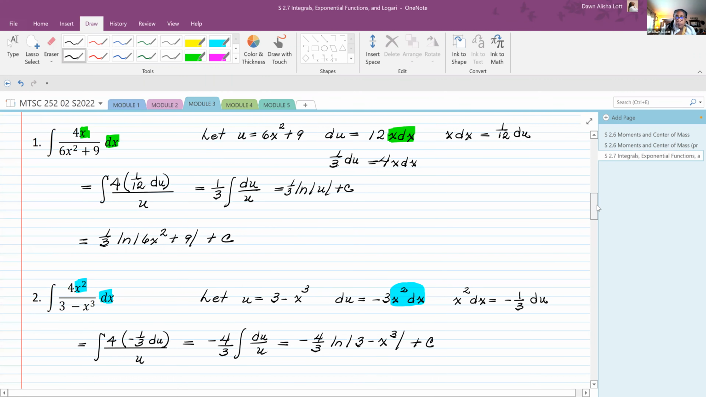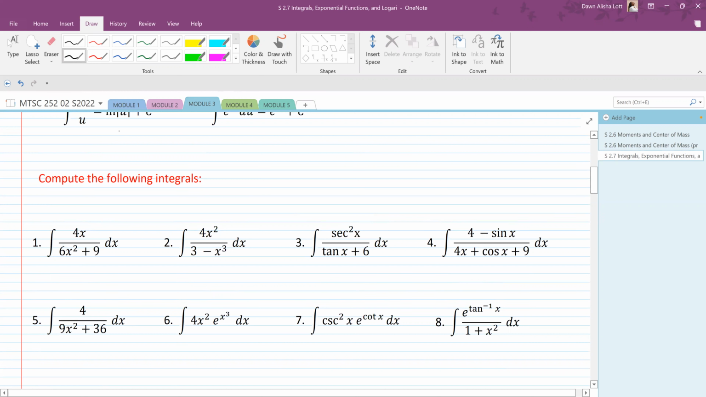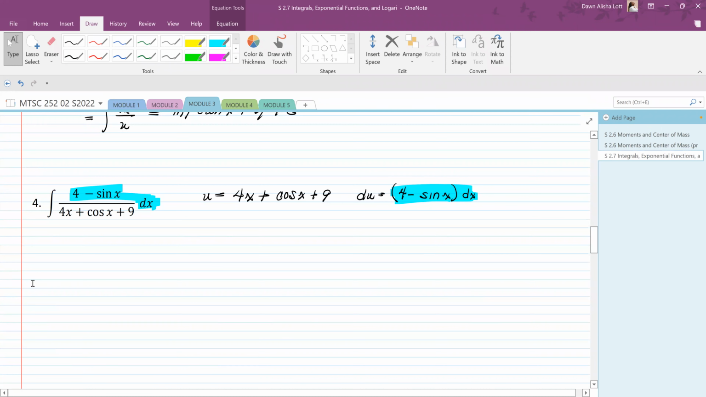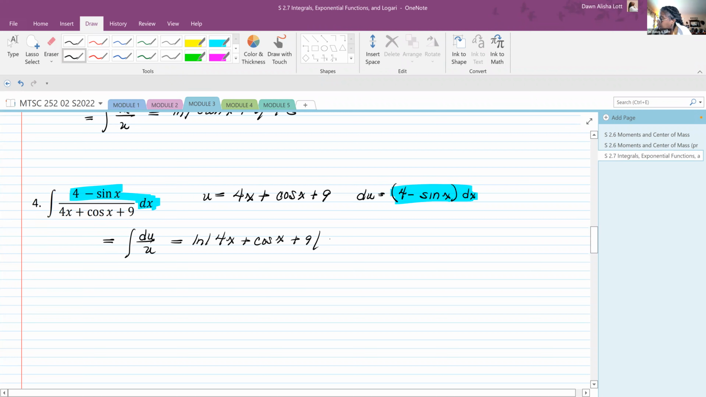Number 6. Oh, I gotta finish this. Whew, I tell you. The integral of du over u is the log of the absolute value of u, which is 4x plus cosine of x plus 9, plus the constant. Okay. Needed to finish that.